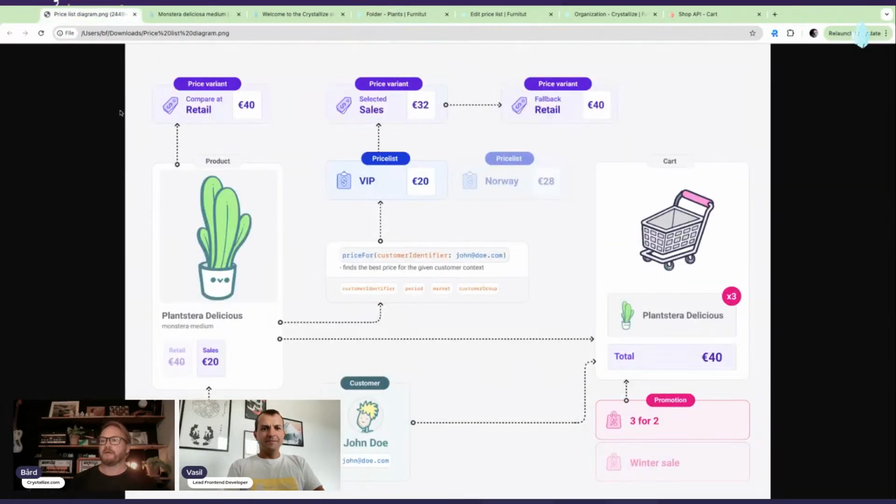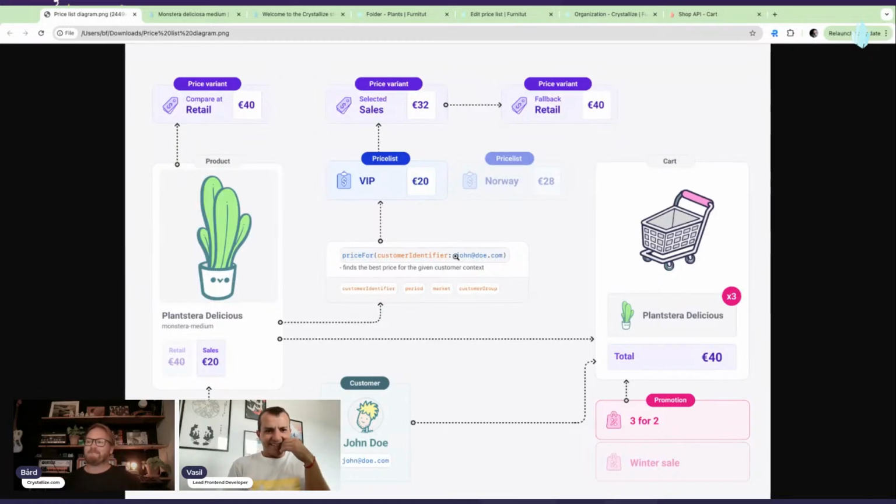So this is the first level, and there's also a pattern of having a fallback price, because it might be that you haven't set the sales price, right? So the price is 40, and if you haven't input anything in the sales price, it will fall back to the actual retail price. So this is the main foundation of pricing in Crystallize, the first layer.